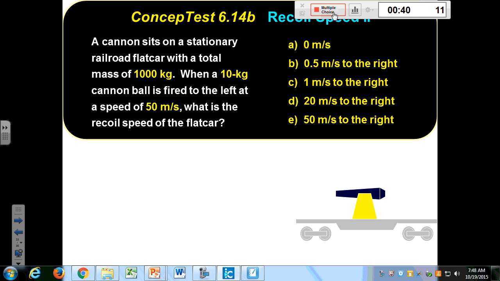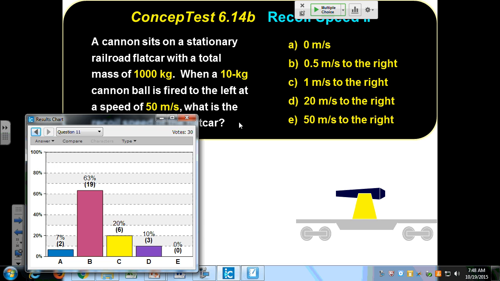Pretty well so far. Most of you have the right answer. All right, I'll stop at 105. B is right. Very good.